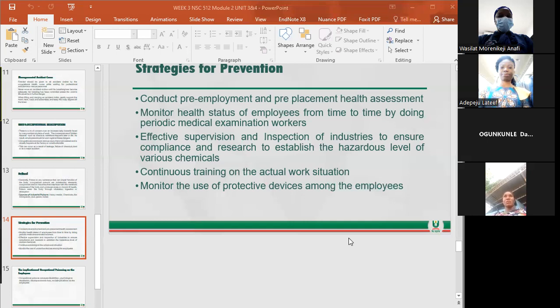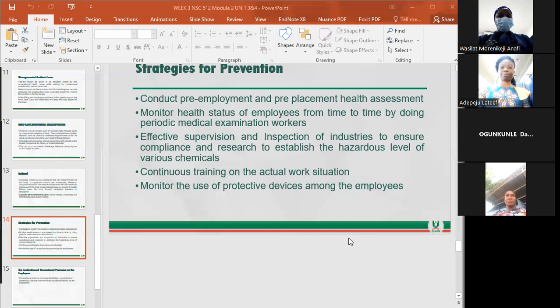Another strategy is effective supervision. Supervisors are not put in a unit just for the fun of it. They are put there so that they can effectively inspect if things are done the way they should be done, and if employees are doing their part and complying with the rules and regulations guiding that unit.